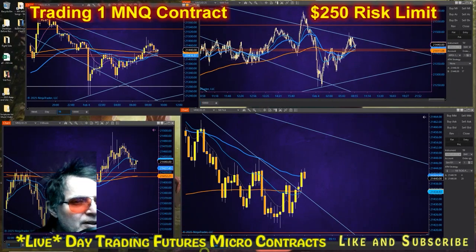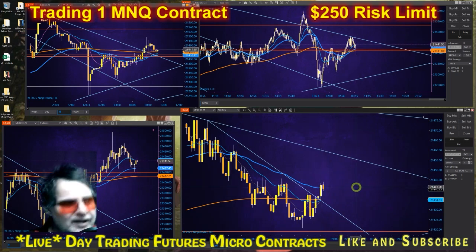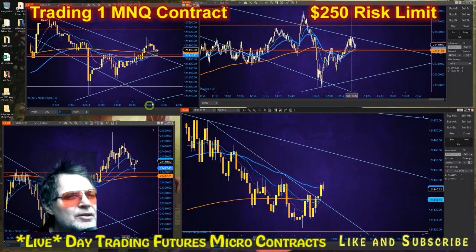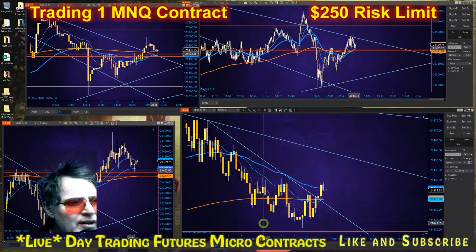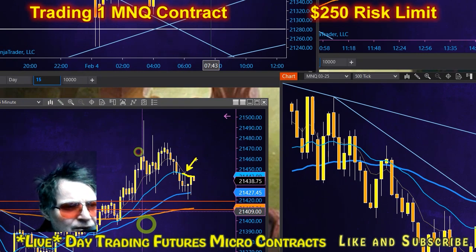Okay, on the 500 tick chart, we have a close above all the moving averages right here and a close above the trend line break right here. This is actually a buy signal. I'm a little concerned though that it's not closed above all the moving averages on this. It's getting stuck on the 8 and the 20, and there's some pin tails right here.